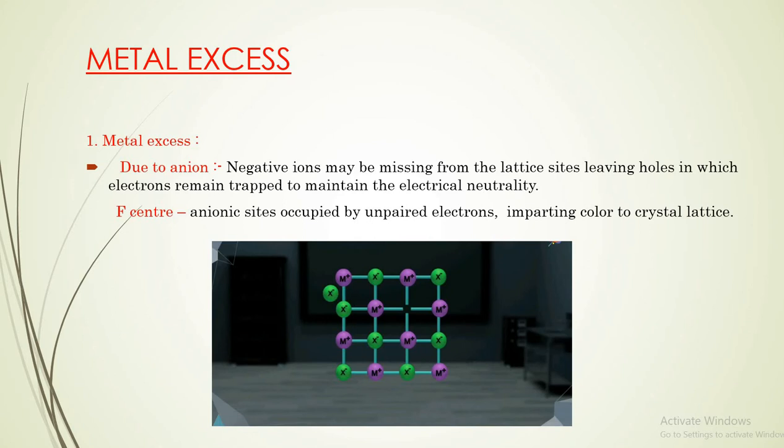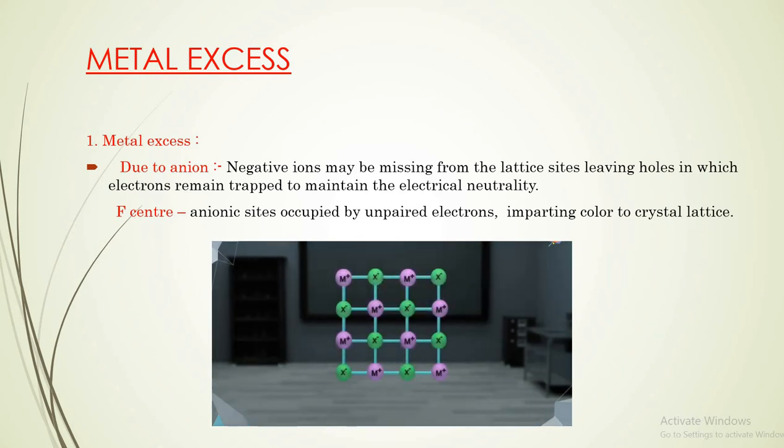Metal excess defect. It is due to anions. Negative ions may be missing from the lattice sites, leaving holes in which electrons remain trapped to maintain the electrical neutrality. The F centers are created at these sites. F centers are the anionic sites occupied by unpaired electrons, imparting color to the crystal lattice. Let us understand it by this video.